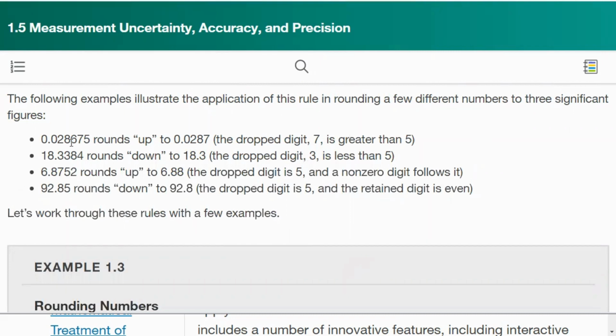Okay, so let's count how many significant figures. We have 0.028675. That's 5 significant figures. And so we're going to drop these 2 figures. So we're going to round up to 0.0287.